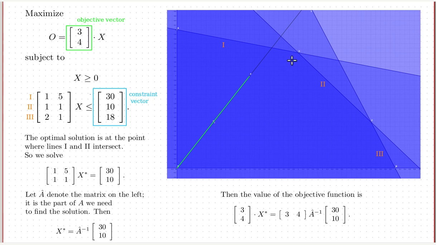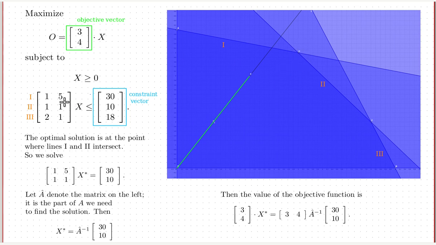Now, this corner is formed by the intersection of lines 1 and 2, that is, the lines coming from the first and second rows of the inequalities. Line 3 does not play any role in forming this corner. Okay, everything is a whole number here, so I could just read off the solution, but for the purposes of analyzing sensitivity, I want to show you how you can compute the coordinates of the corner point using a matrix inverse.